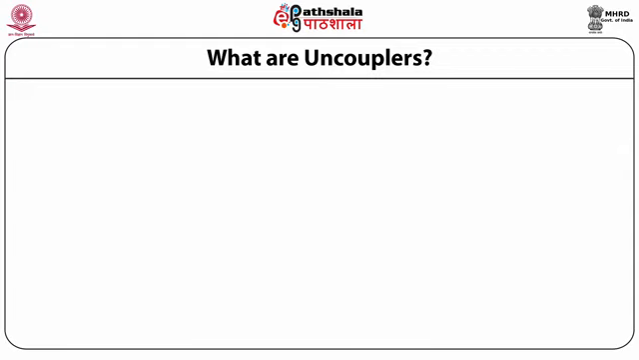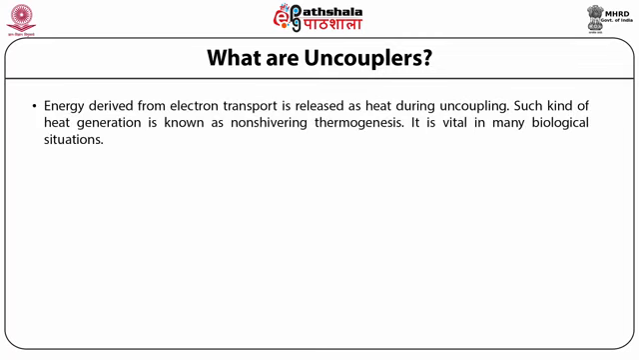So we learn that the uncoupler uncouples the transport of electrons and oxidative phosphorylation. The gradient is not generated. The energy derived from electron transport is released as heat during uncoupling. Such heat generation is known as non-shivering thermogenesis. It is very important in many biological situations. In fact, in certain cases, it is a necessity for certain organisms.